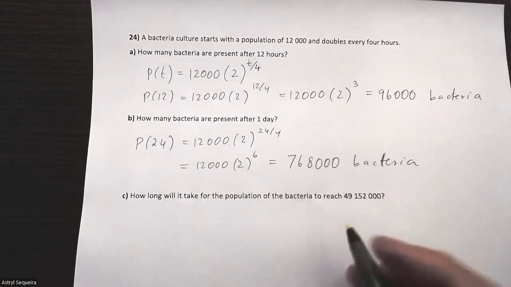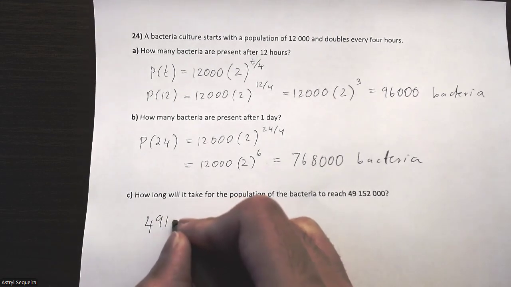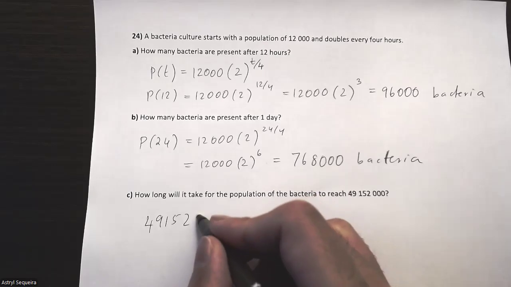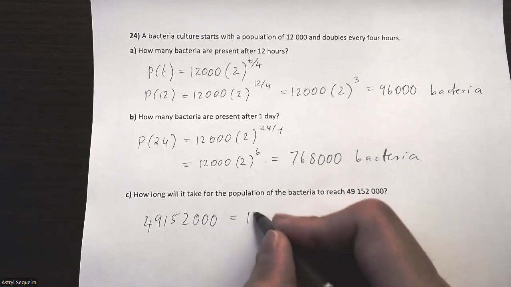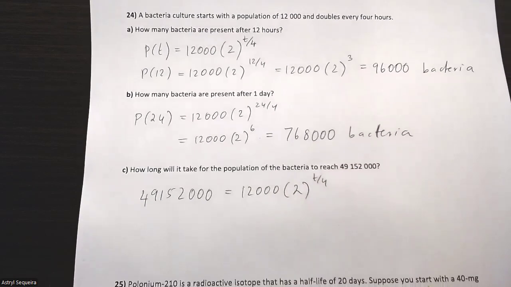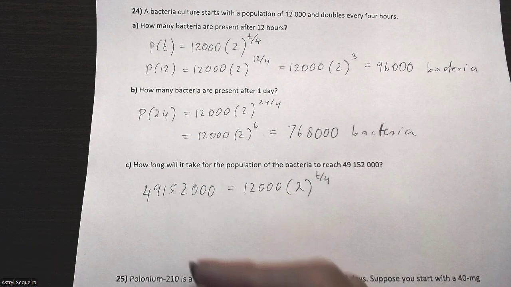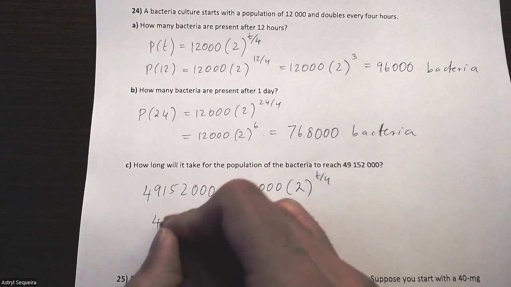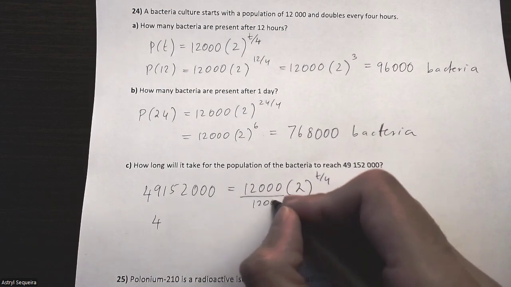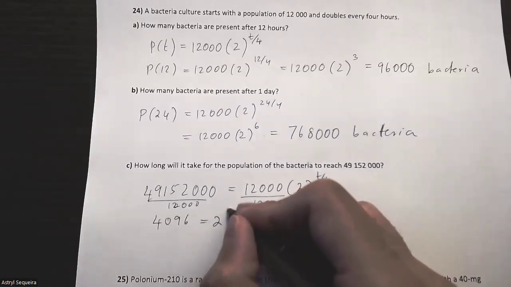How long will it take for the population of the bacteria to reach this value? So I'm just subbing in that huge number for my y value, and I'm solving for my x. And I just get, if I divide both sides by 12,000, 4096 equals 2 to the power of t over 4.